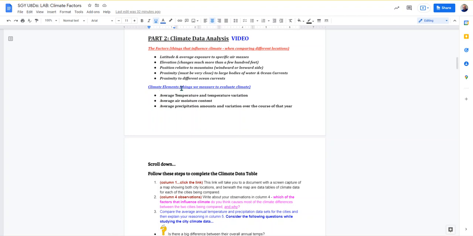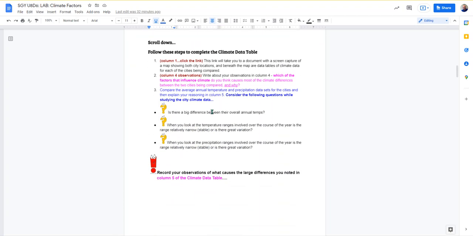Climate elements, things that we can measure and evaluate: average temperature and temperature variation, average air moisture content, and average precipitation amounts and the variation over the course of a year. So in this area here, this is mostly things to think about and to help you use the chart.